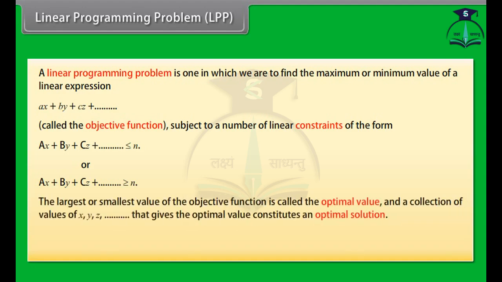n. The largest or smallest value of the objective function is called the optimal value, and a collection of values of x, y, z and so on that gives the optimal value constitutes an optimal solution. The variables x, y, z and so on are called the decision variables.